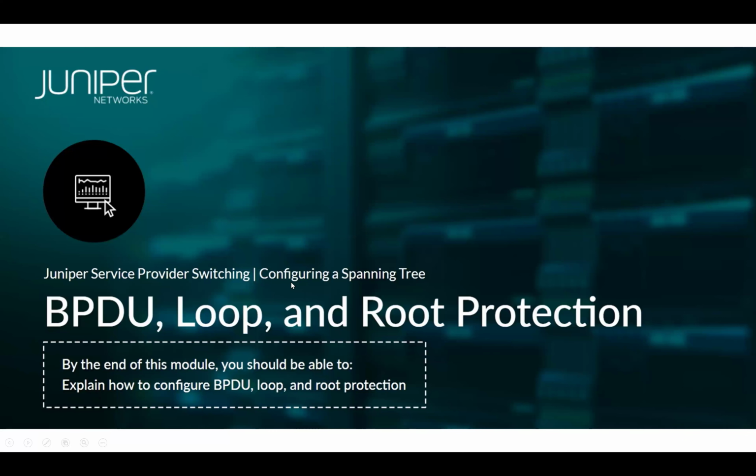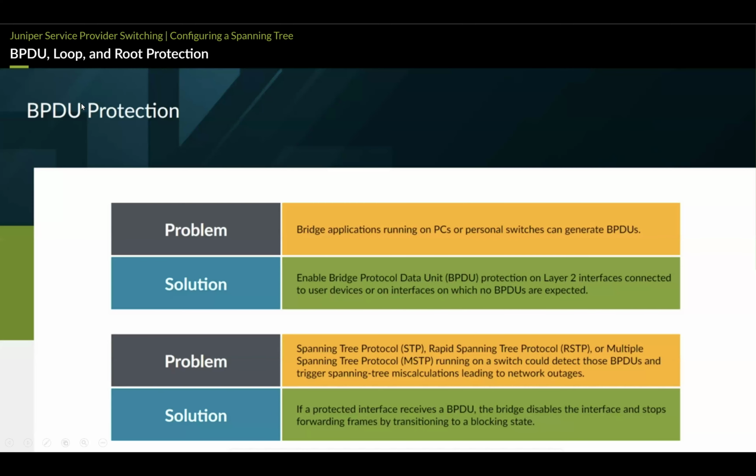BPDU, Bridge Protocol Data Unit, loop and root protection. This is an extra security feature in switches. The problem is a bridge application running on a PC or a personal switch can generate BPDUs. The solution is to enable BPDU protection on layer 2 interfaces connected to user devices, on interfaces on which no BPDUs are expected. So you can configure this port as an edge port, not receiving the BPDU.